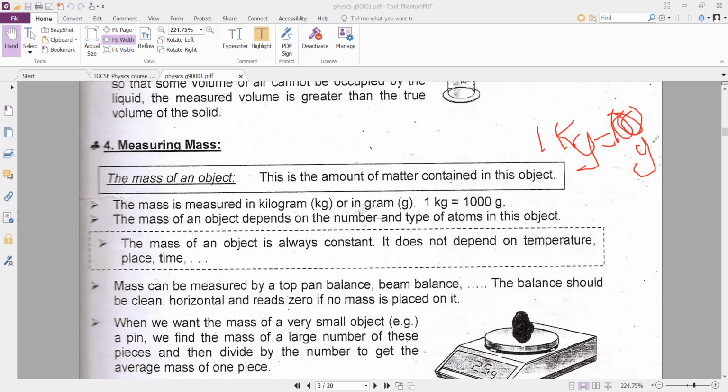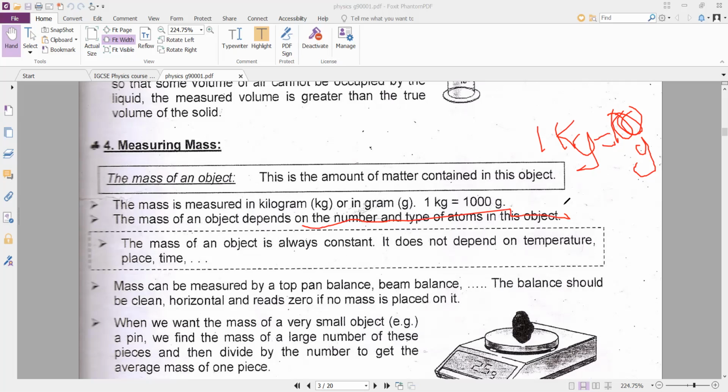Correct? 1 kilogram is how much? It is 1,000 grams. Okay. The mass of an object depends on the number and type of atoms in the object.